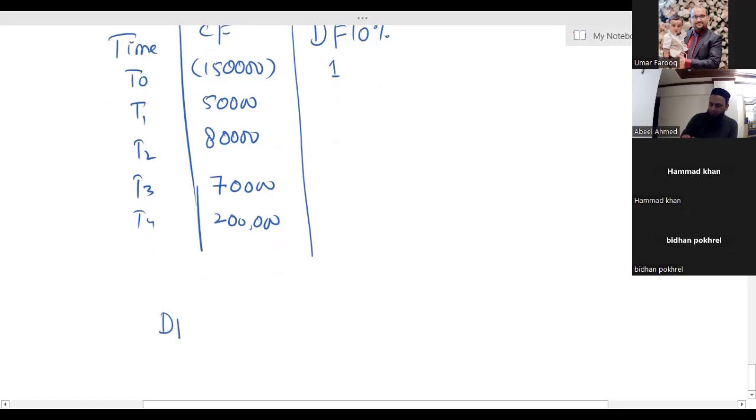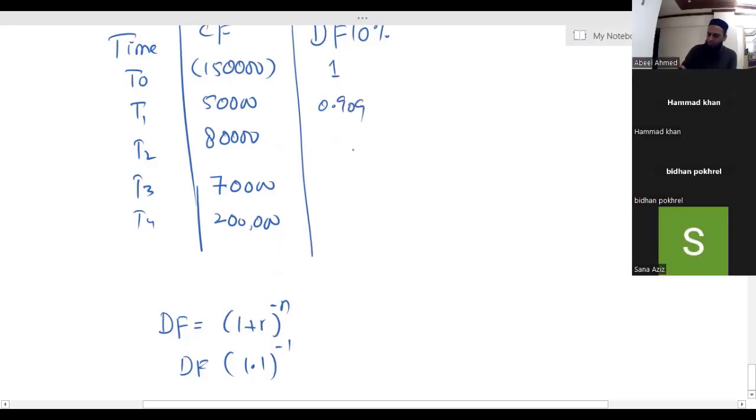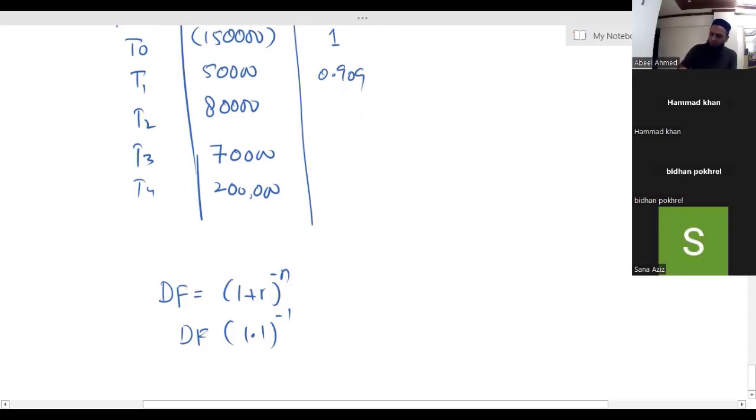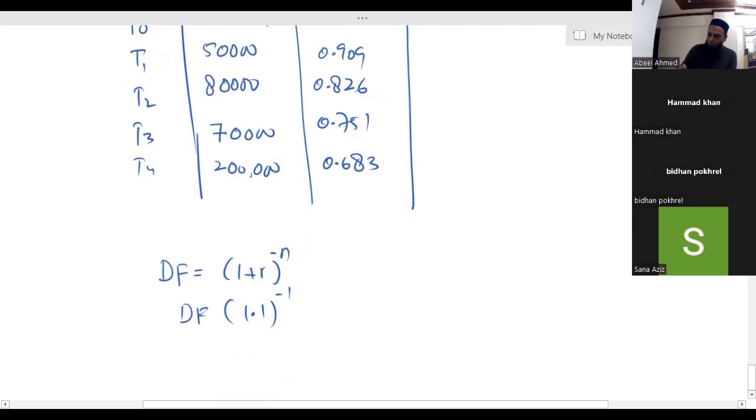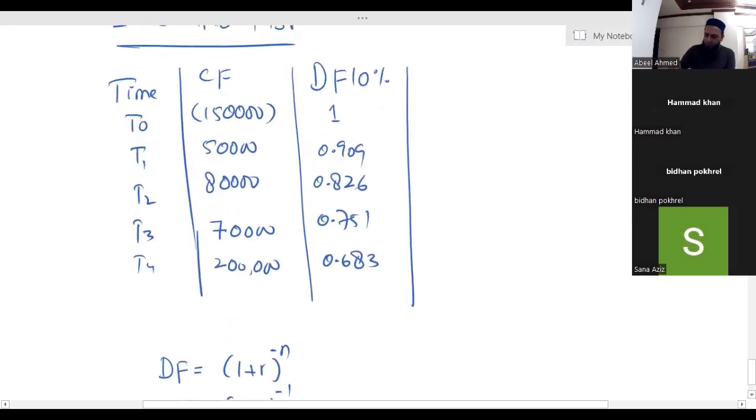It's very simple. There's a formula: 1 plus R, the power is minus N. So the first year, it will be 0.909. The second year, it will be 0.826, then 0.751, then 0.683. All you need is, if you need a discount factor for the second year, take the power minus 2. You will have the same results which I've just written.